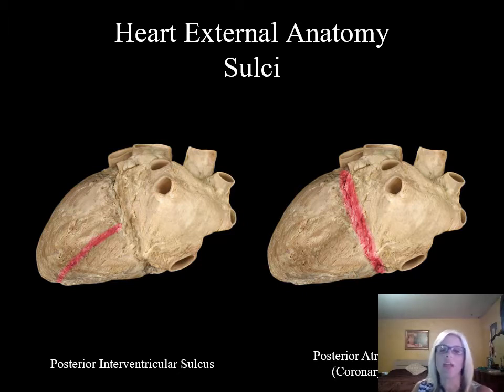We have the atrioventricular sulcus here, that is encircling the heart between the atria and the ventricles, and then we have the interventricular sulcus located on the septum, separating the right and left ventricles.